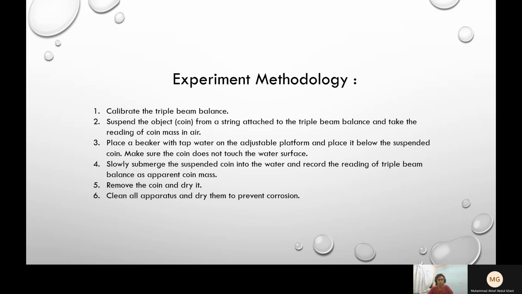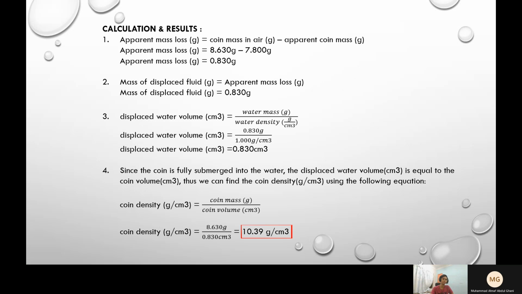For the methodology of our experiment, first we are going to calibrate the triple beam balance. Second, we are going to suspend the coin using a string so that we can take the reading of the coin mass in air. After that, we are going to place a beaker with water on the adjustable platform and fully submerge the coin. Then we get the reading of the beam balance as the apparent coin mass, which is the mass of the coin inside the water. Now we are going to remove the coin and dry it, and also clean all apparatus and dry them so we can prevent corrosion.